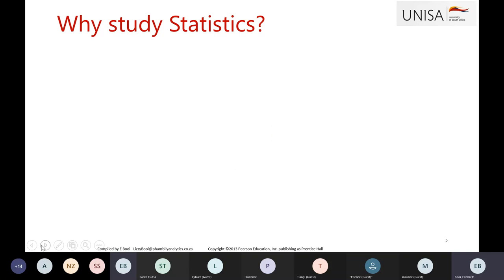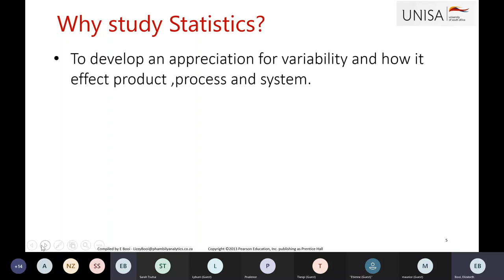Since there are so many things happening around us, we need to make sure that we are well informed. And these days we talk about evidence-based decisions. We always want to see the evidence before we make the decision. For example, we use statistics to develop an appreciation of variability, meaning the changes that are happening, how those changes affect how we develop our products or how we process things through the system and so forth, and how we build the systems as well.